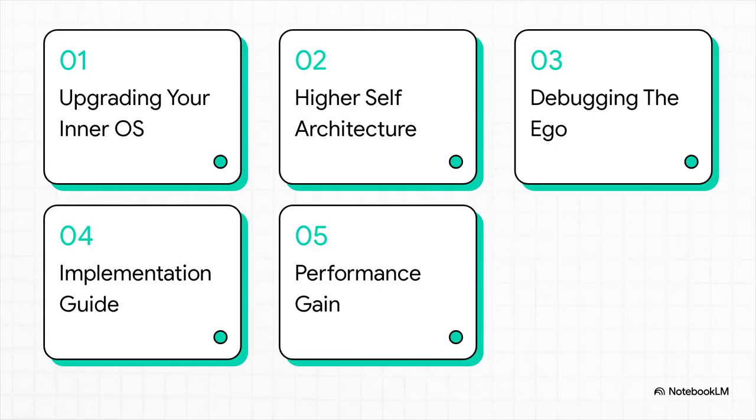So here's our roadmap. First, we're going to define what this inner OS even is. Then, we'll map out its core architecture. After that, we'll dive into debugging the ego's, let's call it, legacy code. Then we'll roll out a practical 5-step implementation guide. And finally, we'll look at the real performance gains you get from all this. Sound good? Let's get into it.